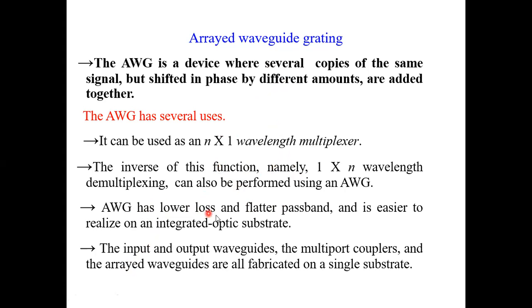Now, AWG has lower loss and a flatter passband, and it is easier to realize on an integrated optic substrate. The input and output waveguides, the multiport couplers and the array waveguide can all be fabricated on a single substrate.